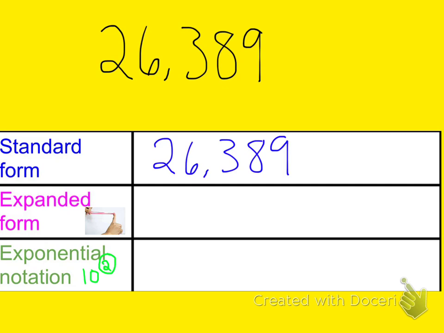All right, expand it, rubber band it. We got to stretch this number out. So we start with the biggest place value, which is the 2. That's worth 20,000 because it's in the 10,000s place. Then we do our plus sign. Done with the 2, move over to the 6. The 6 is in the thousands place, so that's worth 6,000.